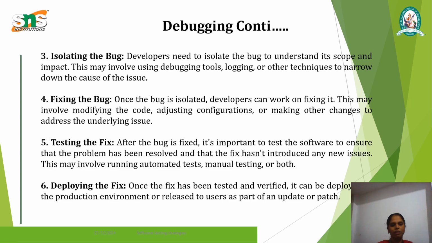Next we are going to see about fixing the bug. Once the bug is isolated, as we have seen before, the developers can work on fixing it. This may involve modifying the code, adjusting configurations, or making other changes to address the underlying issue. Next, testing the fix.